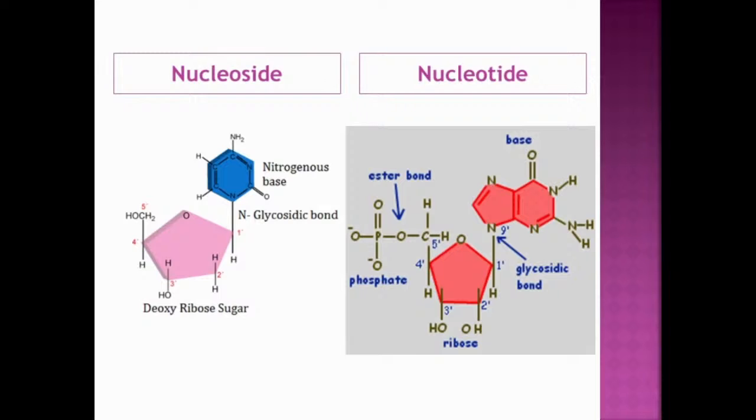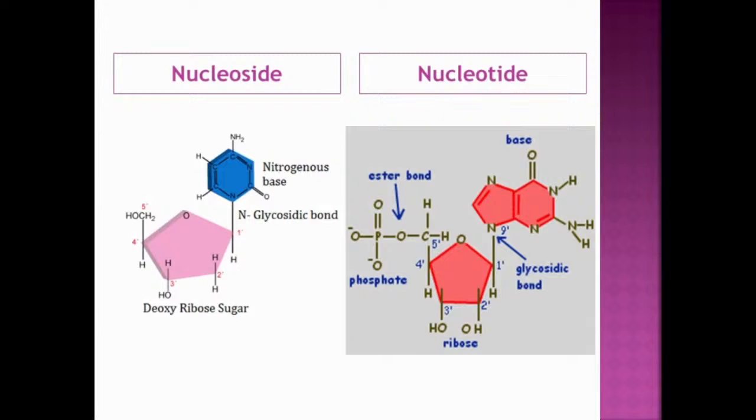With the help of these diagrams, we will understand the difference between nucleoside and nucleotide. See this diagram of a nucleoside. Here a nitrogenous base is attached at the 1' position of a pentose sugar with the help of an N-glycosidic bond. When a nitrogenous base is attached to a pentose sugar, this combination is called a nucleoside. And when a phosphate group joins this nucleoside, then a nucleotide is formed.